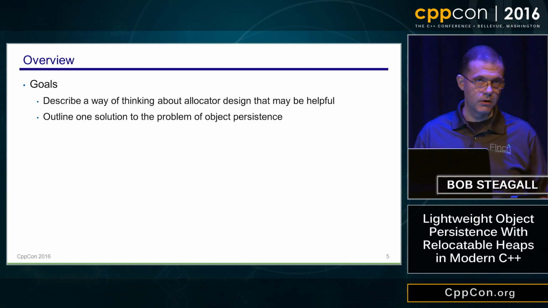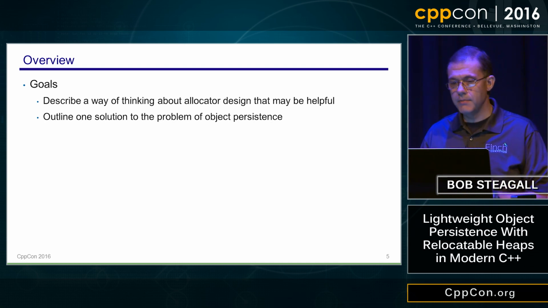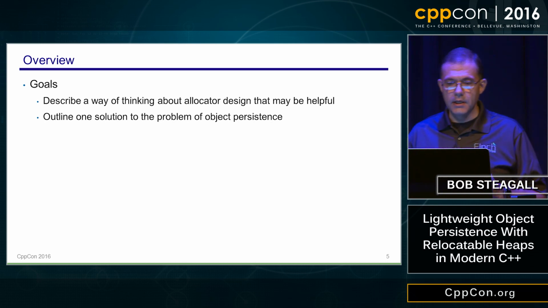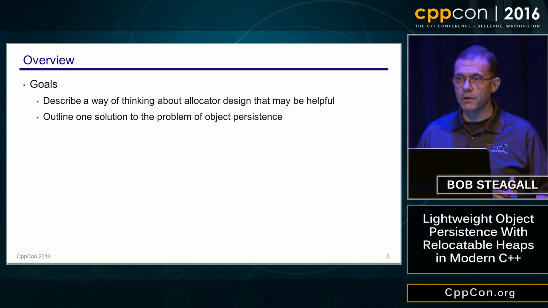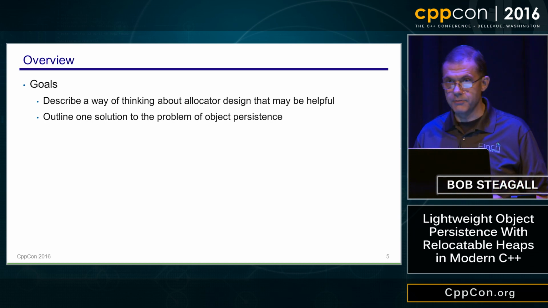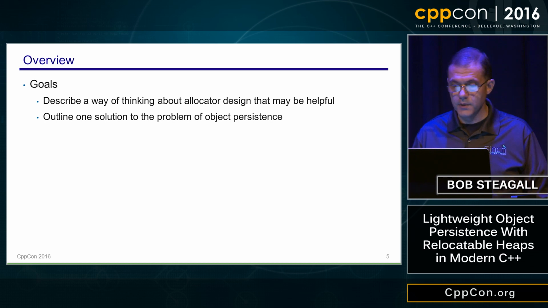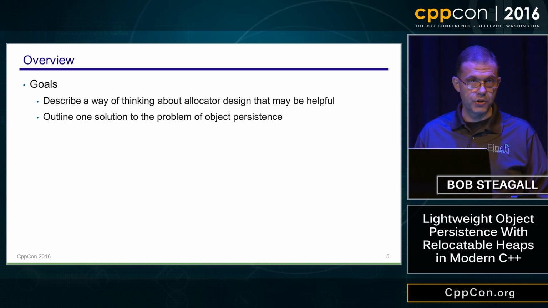Secondly, I'd like to outline one solution to the problem of object persistence, a solution that may be useful in certain cases. Now, there's no sexy metaprogramming or slick concurrency techniques. Instead, just a straightforward way of implementing one small form of object persistence. For another solution along the same lines as mine, and one that is very mature, I recommend that you look at Boost Interprocess.